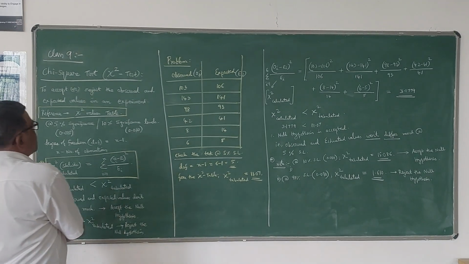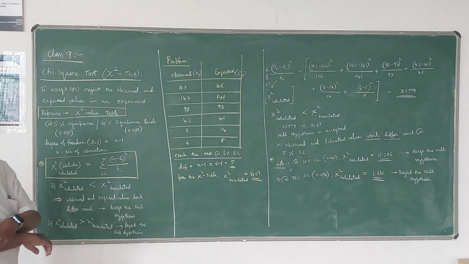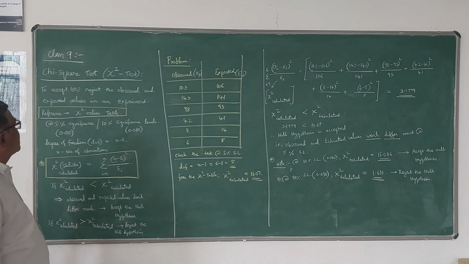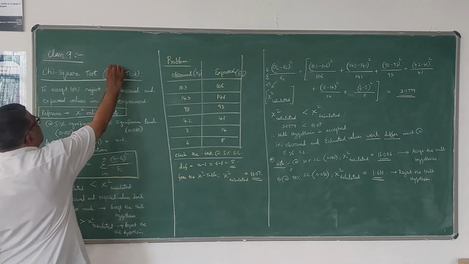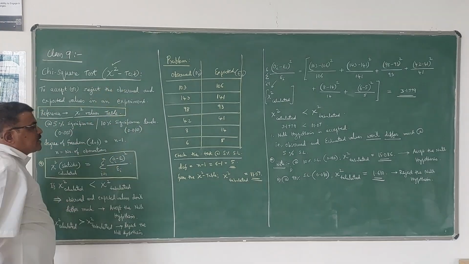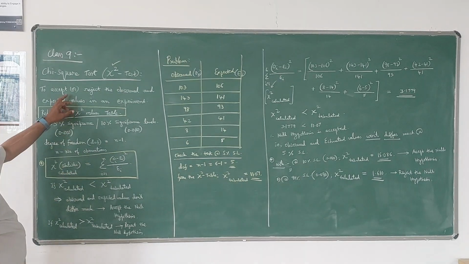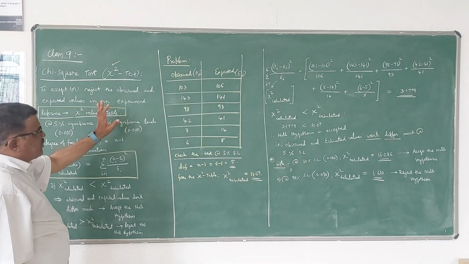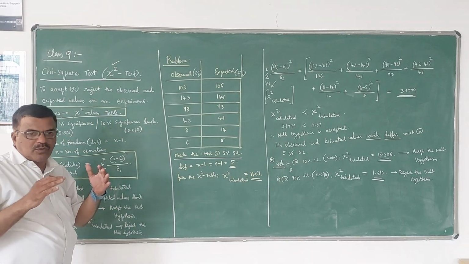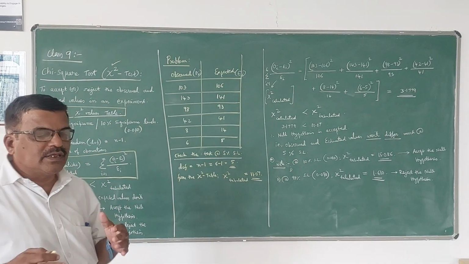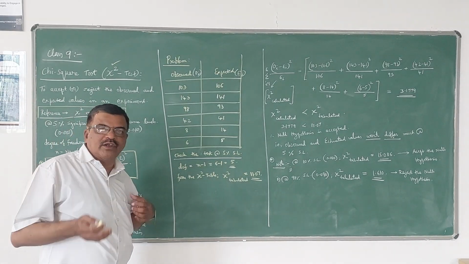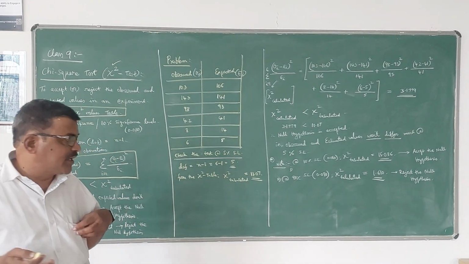In this class, I will explain one of the important tests, which is called the chi-square test, denoted like this. This test is used to accept or reject the observed and expected values in an experiment. So let us say you have two sets of data. One is observed values from the experiment, another is expected values from theoretical considerations.